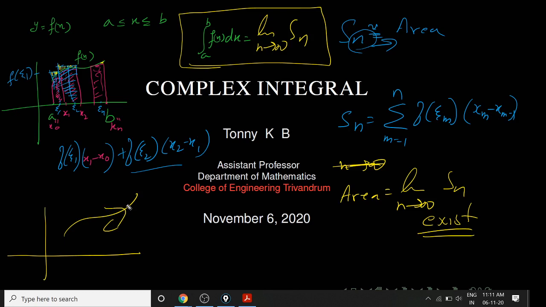The same process we apply on a curve C, because in the case of real calculus our domain is only real numbers, so we divide the real interval. In the case of complex calculus, our domain is a plane, so instead of an interval, we consider a curve in the complex plane. Then the same process: we divide it and choose an arbitrary point in each piece. Then we consider this sum, then we define Sn. Then we define the limit. If the limit exists, then that is defined as the complex integral.